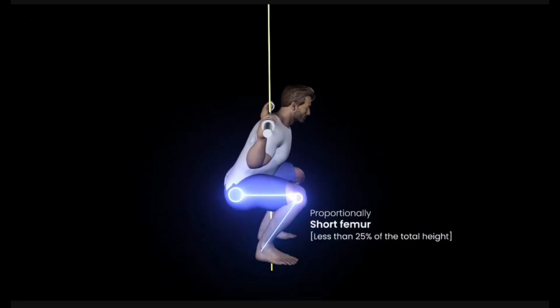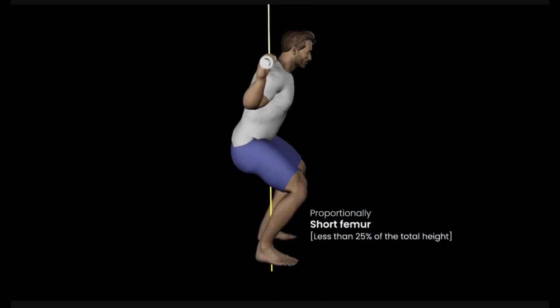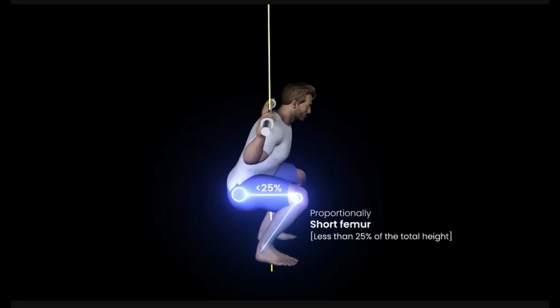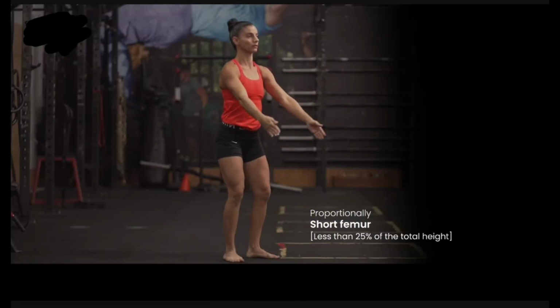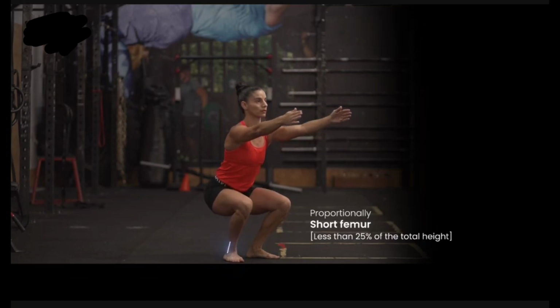Those with proportionally shorter femurs or long tibia tend to keep their torso more upright during squatting. A short femur is less than 25% of the total height. This trainee has a relatively long tibia compared to the femur, so she can keep her torso upright.